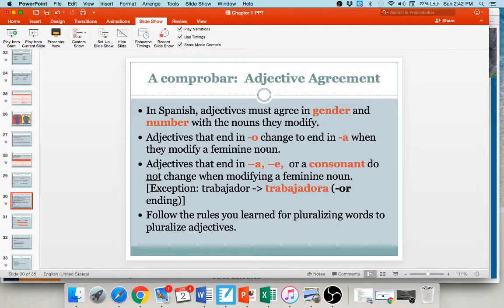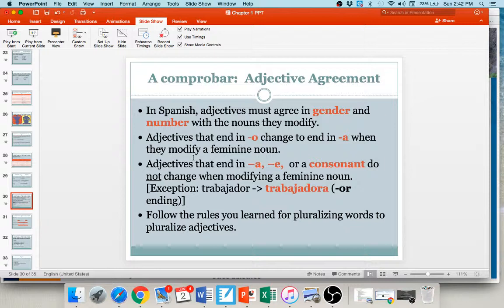I've kind of already alluded to this, but I'll give you a little more time talking about how these adjectives have to agree. So if you're talking about one guy, my noun or my adjective should end in an O. If you're talking about one girl, it should end in an A. If you have two guys, OS, or two girls, AS. So one guy who's tall, alto. One girl who's tall, alta. Two guys who are tall, altos. Two girls who are tall, altas.